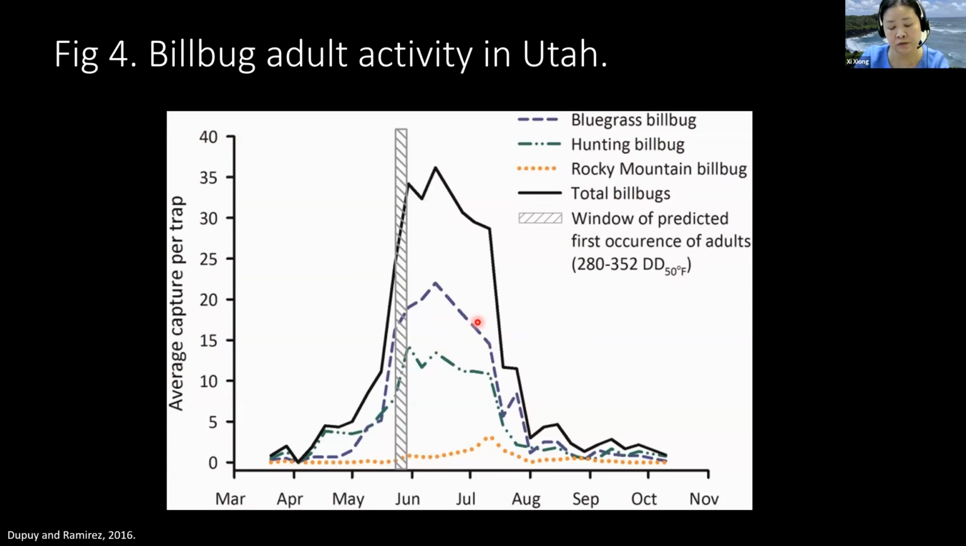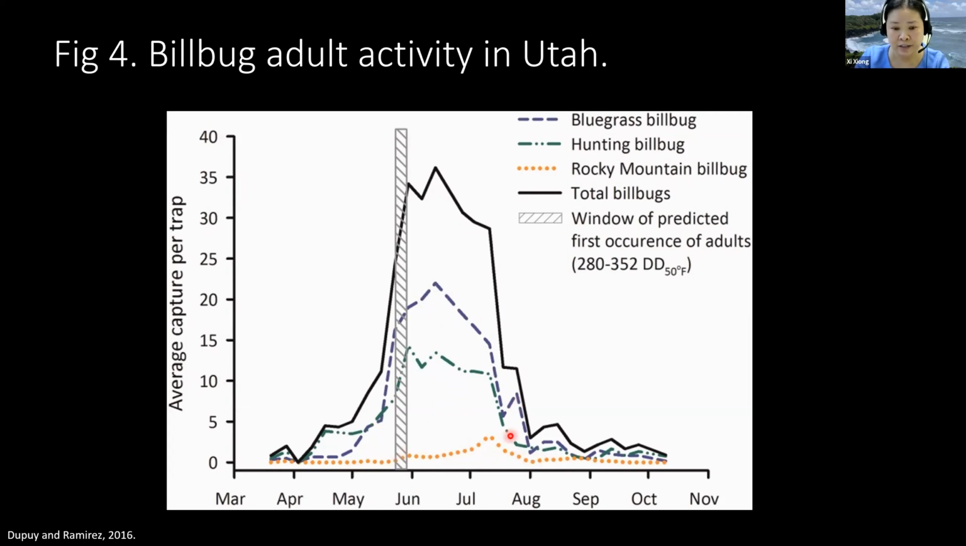So this is the result from one of my collaborators from Utah State University, where they monitored the different species of the billbugs at their site. There are bluegrass and hunting billbugs, and they also have another species that we don't have here in Missouri, called the Rocky Mountain billbug.